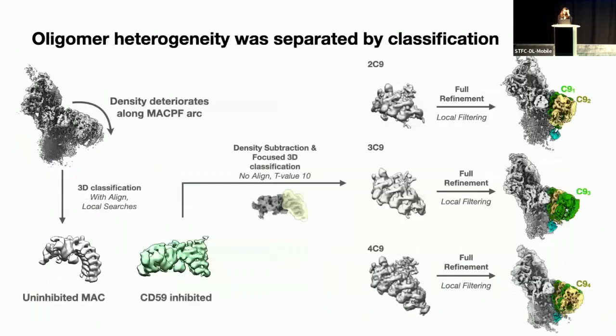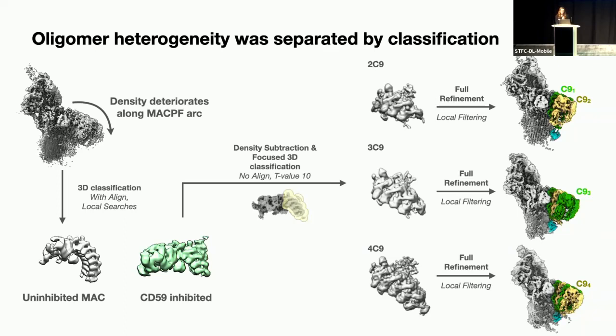So when we first did initial consensus refinements of this structure, we had a significant problem with density deterioration. So essentially, the complex likes to align on this section at the top, and along the arc of the pore, which is where we have most of our heterogeneity, we lose a lot of density. So, in particular, we had absolutely no density for the inhibitor protein CD59 on this complex.